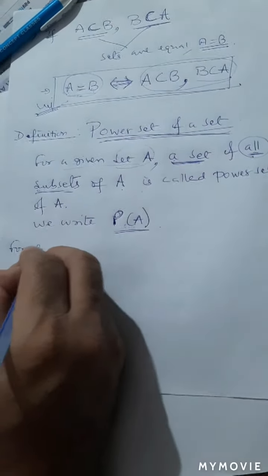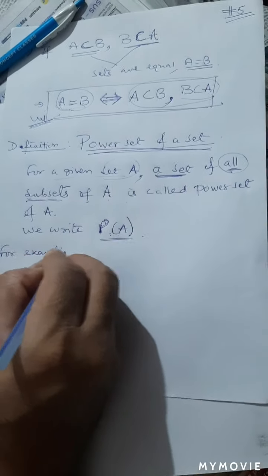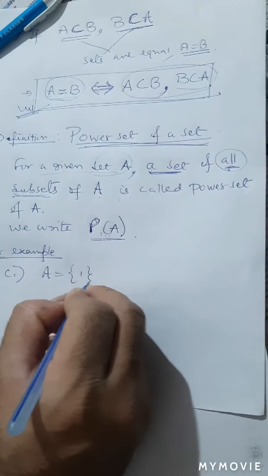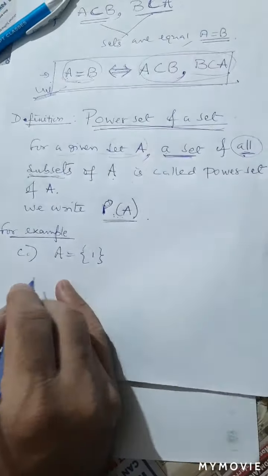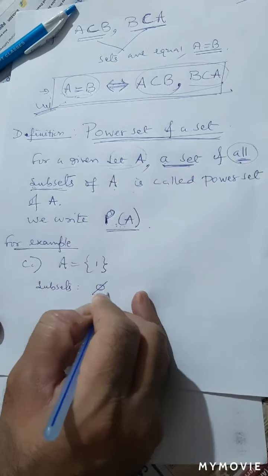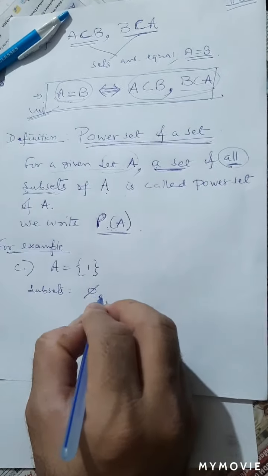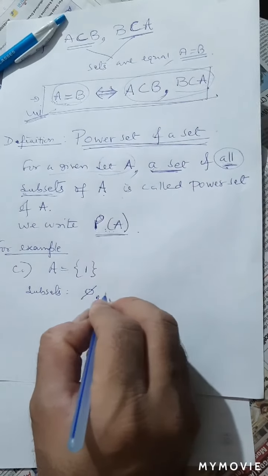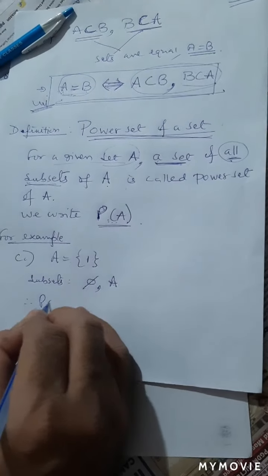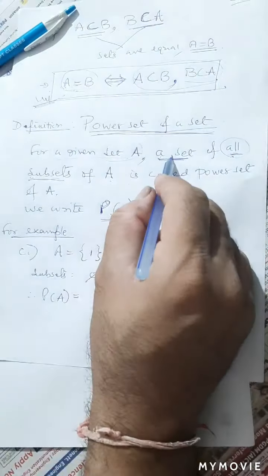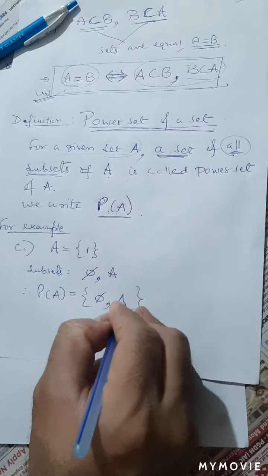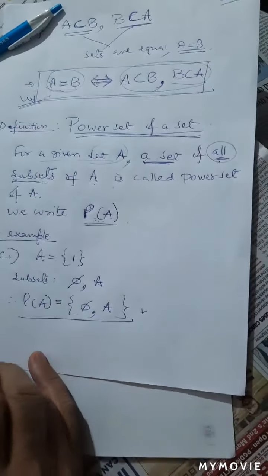For example, I'll take A equals Singleton 1. Now what are the subsets of this? So here, subset 1 is the Null Set. You know it is a subset of every set. And the other one is Singleton 1, which is A itself. So these are all subsets of A. Therefore, what is P of A? Within curly brackets you put these members, that is phi and A. So this is the power set of A.